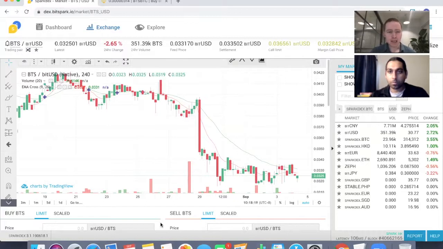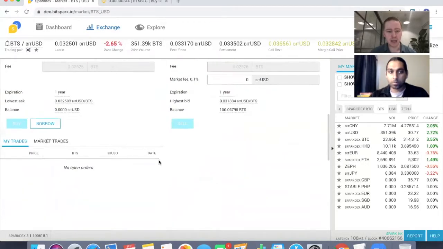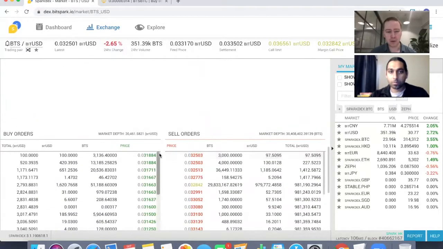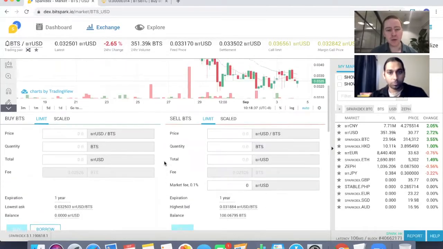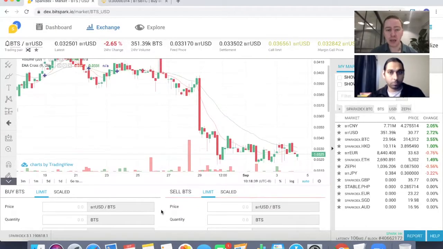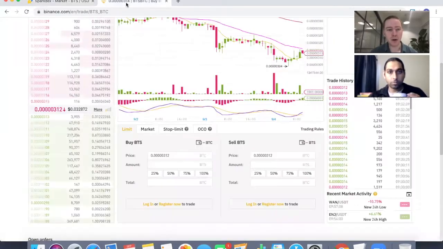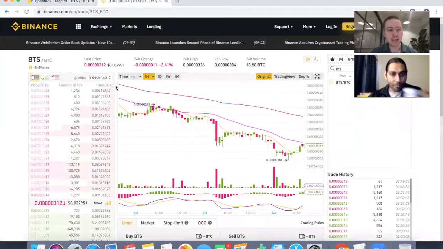So what we want to start off with is having a look at the BitUSD market here. We have the current order book, with a price of 3.25 cents on the ask and 3.18 cents on the bid. We can compare this to some of the other larger markets that operate. I've got the Binance price up here as well. This is the Binance BTS BTC market.